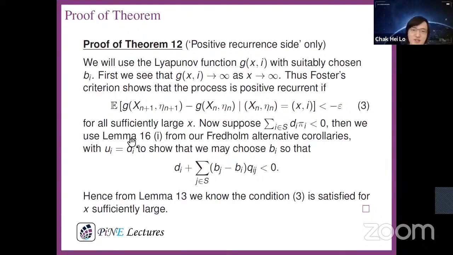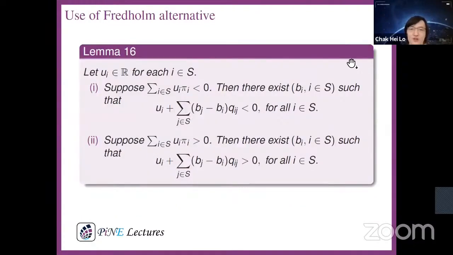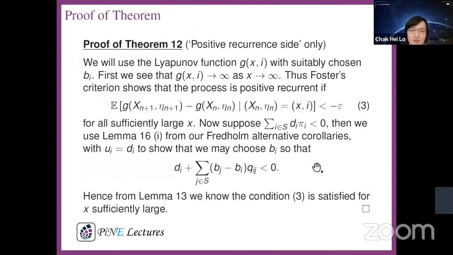Then we use this lemma 16i, okay? This is the Fredholm alternative corollary. Then with ui equals di, we can show that in fact there exists such bi, and the bi is essentially the solution for this equation. And it exists from the lemma that we have. Once we get this bi, then this condition is satisfied, and this condition is satisfied, and this condition is satisfied. So by the Foster criterion, this is positive recurrence. Okay, and we are done.